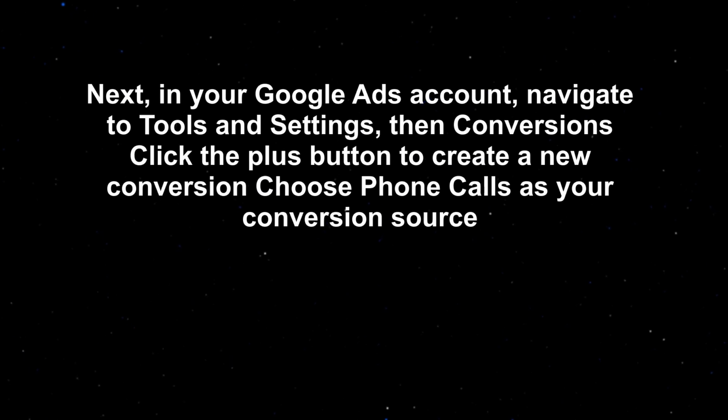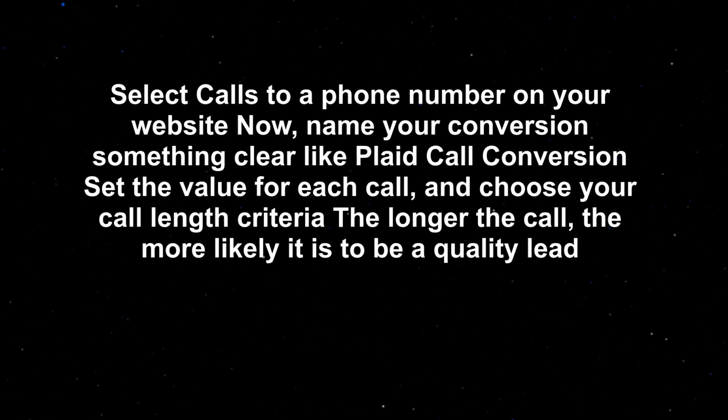Next, in your Google Ads account, navigate to Tools and Settings, then Conversions. Click the plus button to create a new conversion. Choose phone calls as your conversion source. Select calls to a phone number on your website. Now, name your conversion something clear like Plaid Call Conversion.